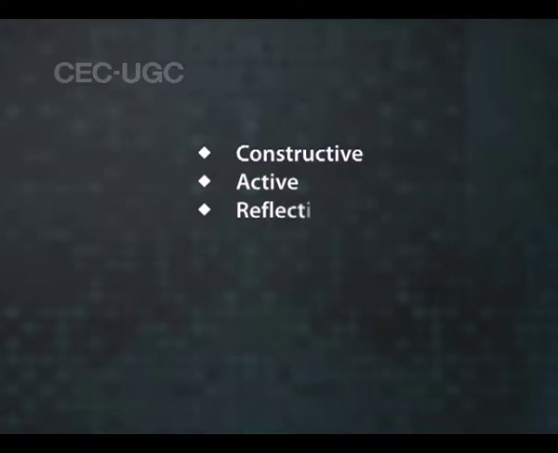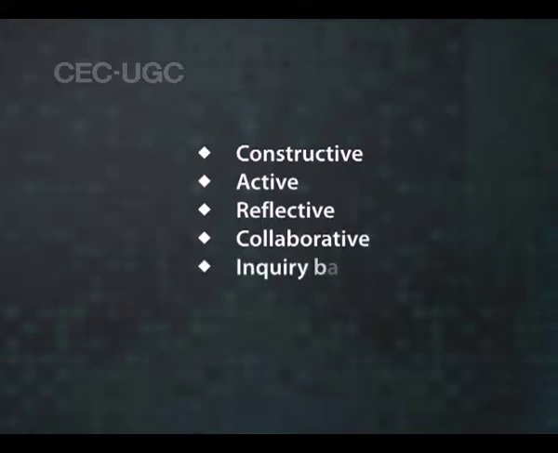So, in a constructivist classroom, learning is constructive. Students construct knowledge on their own. Active. They actively participate in the learning process. Reflective. They reflect upon what they have understood. Collaborative. They learn in a collaborative environment, sharing and discussing with their group members. Inquiry based. They try to arrive at conclusions and generalizations on their own through inquiry.